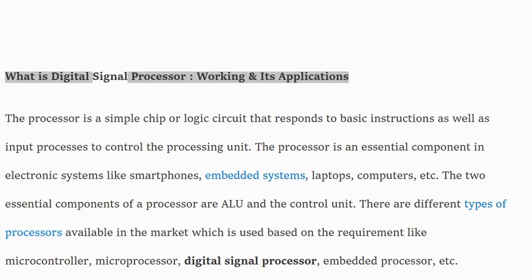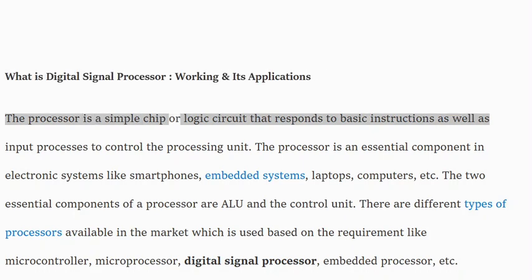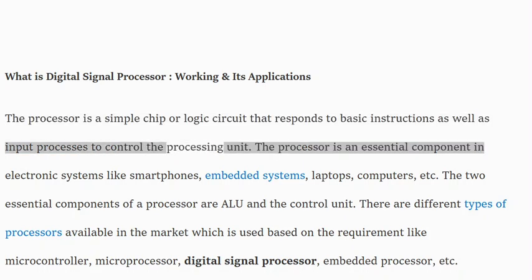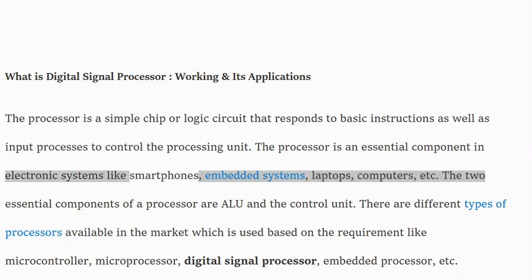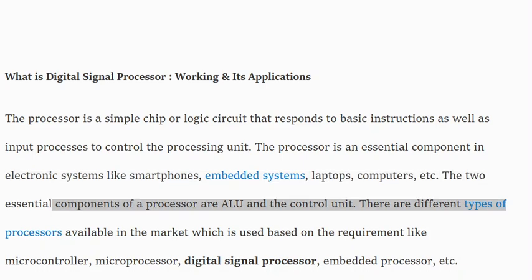What is a digital signal processor, its working and its applications? The processor is a simple chip or logic circuit that responds to basic instructions as well as input processes to control the processing unit. The processor is an essential component in electronic systems like smartphones, embedded systems, laptops, computers, etc. The two essential components of a processor are the ALU and the control unit.